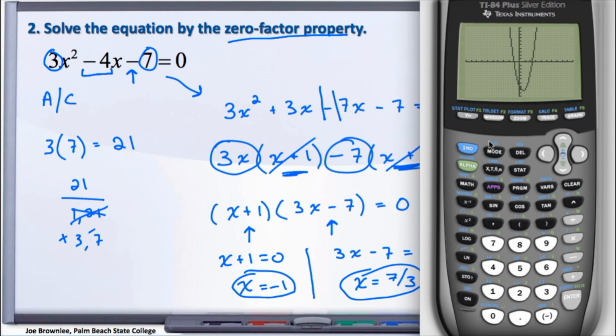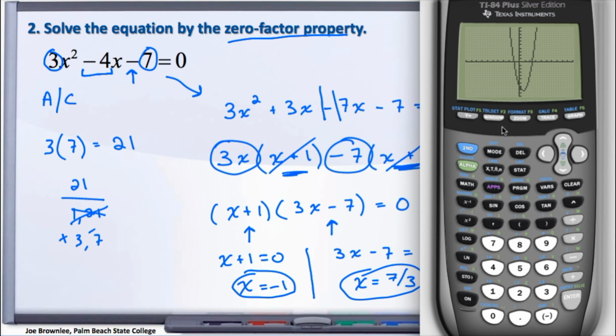And what we want to do now is tell the calculator to evaluate what the y value is at the specific values here for x. So at negative 1, we want the calculator to tell us what's the corresponding y value. We should expect it to be 0. And we want the calculator to evaluate what the y value is when x is 7/3. And again, we should expect that y value to be 0.